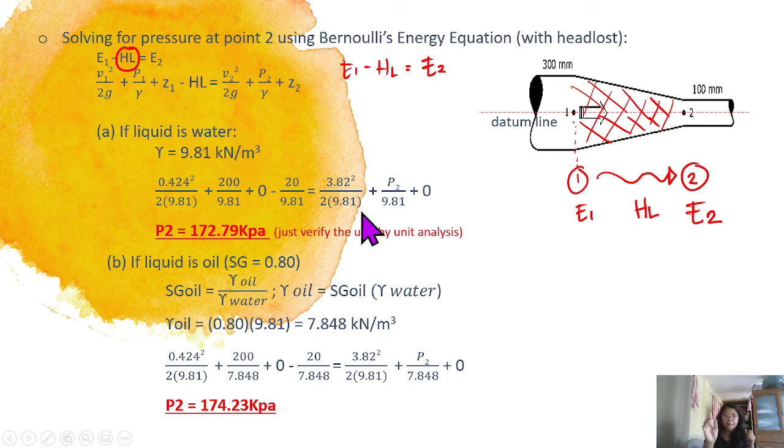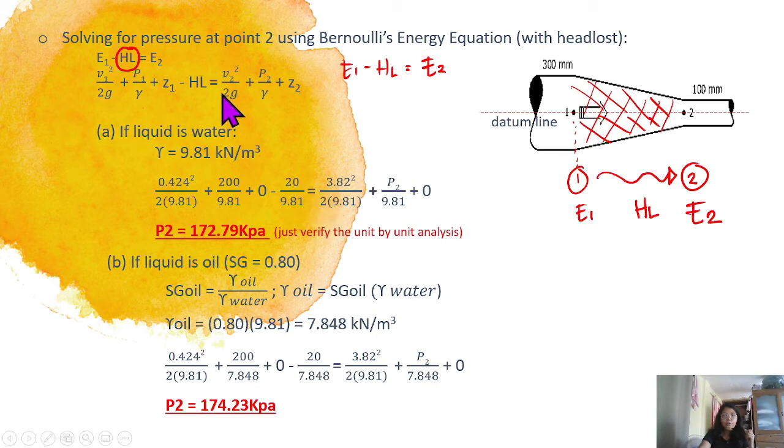So, that is 0.424 squared over 2 times acceleration due to gravity, 9.81 meter per second squared, plus, as stated in the problem, the pressure at point 1 is 200 kilopascal. So, 200 kilopascal divided by the unit weight of water, 9.81 kilonewton per cubic meter. Plus, Z1 is equal to 0 since we assumed that the datum line is level. So, there is no difference in elevation. Therefore, it is just 0. Then minus, negative sign, the head loss is 20 kilopascal from the given.